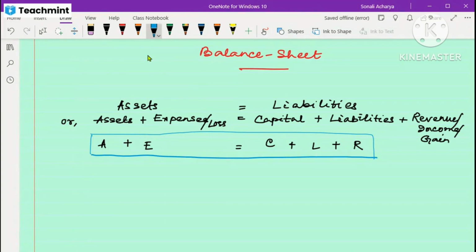We know this equation. This is the left hand side of the equation and this is the right hand side of the equation. On the basis of this equation we classify the transactions and get the debit and credit. But now I am using this equation to classify the items that have appeared in the trial balance to segregate them in the different accounts, final accounts.